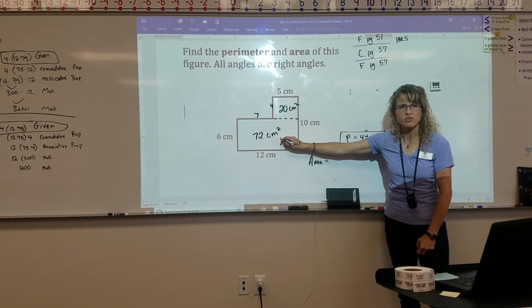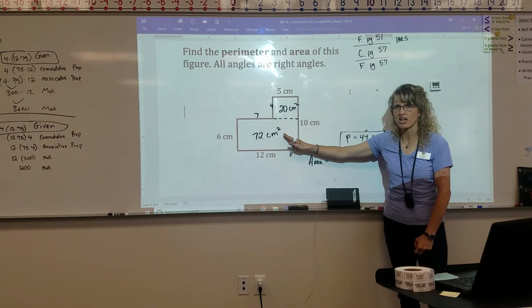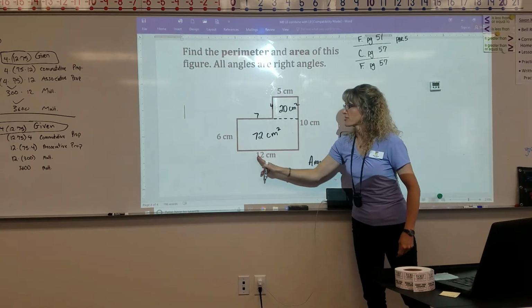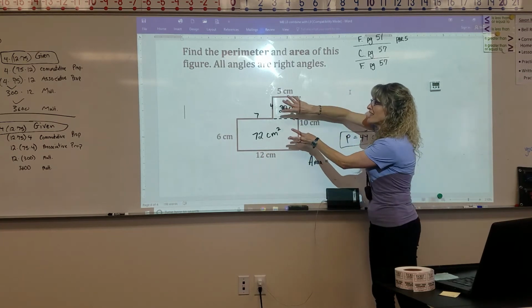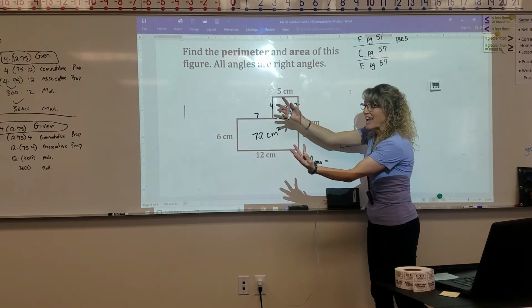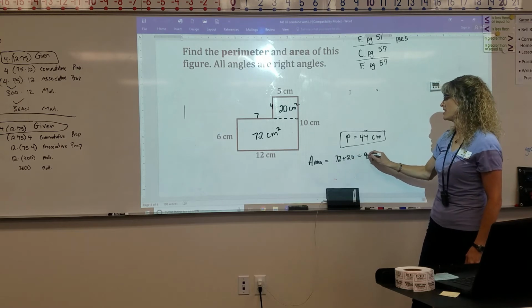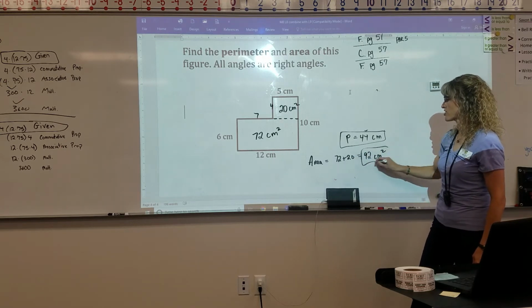Now, last year I had some students that wanted to times 20 times 72. That would make sense, right? They knew that area was times something. Well, we already did. We times these, now we need to add. 72 plus 20 is 92 centimeters squared. There's our perimeter and area.